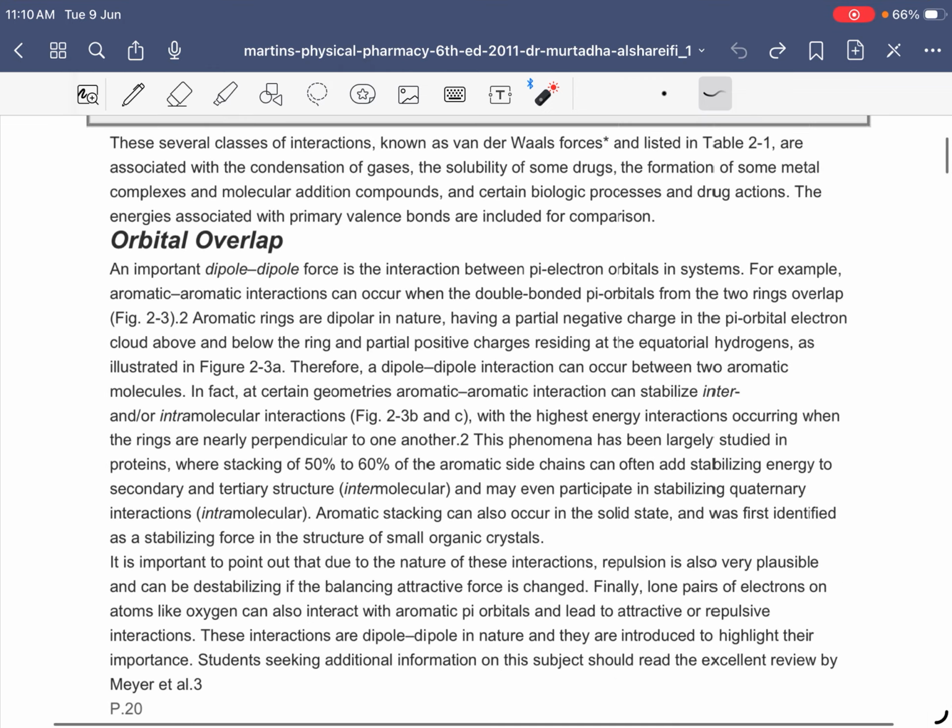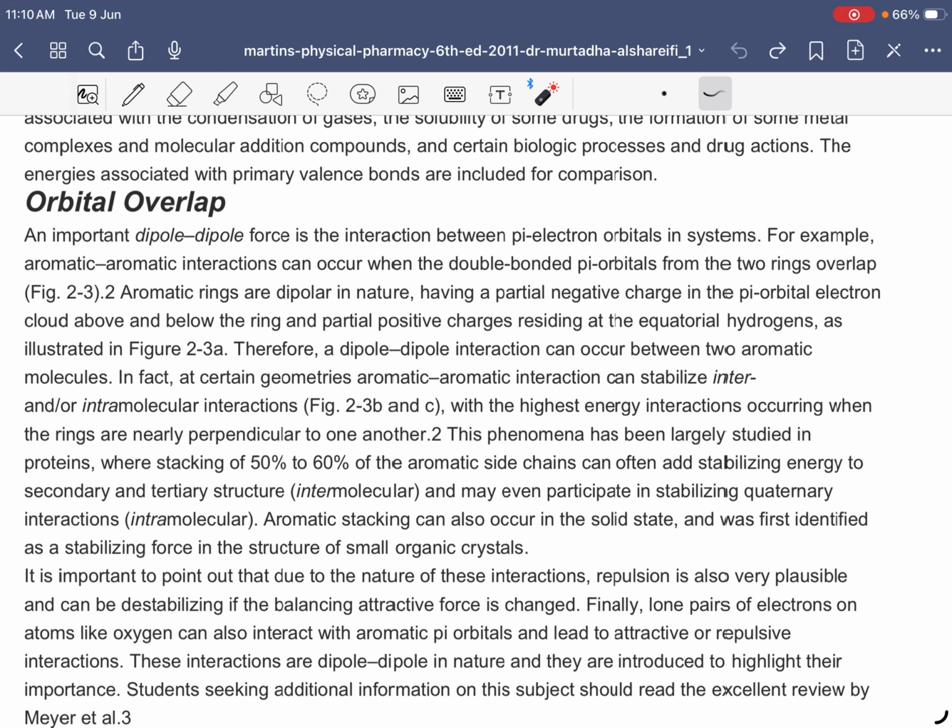Now, orbital overlap. An important dipole-dipole force is the interaction between pi electron orbitals in the system. For example, aromatic interaction can occur when the double bonded pi orbitals from two rings overlap. Aromatic rings are dipolar in nature, having a partial negative charge in the pi orbital electron cloud above and below the ring, and a partial positive charge residing at the equatorial hydrogen as illustrated in figure 2.3a. Therefore, a dipole-dipole interaction can occur between two aromatic molecules.